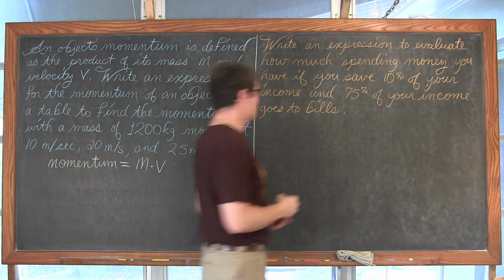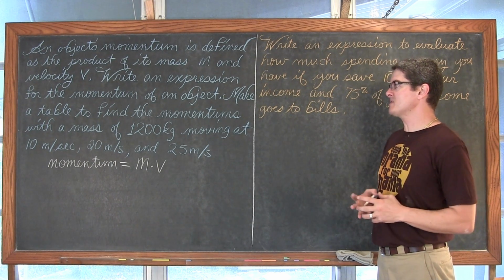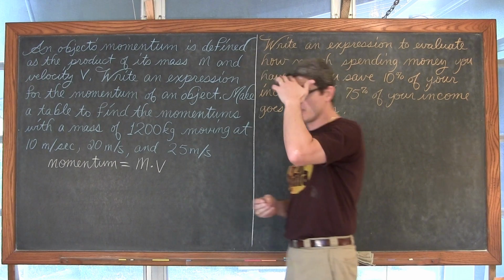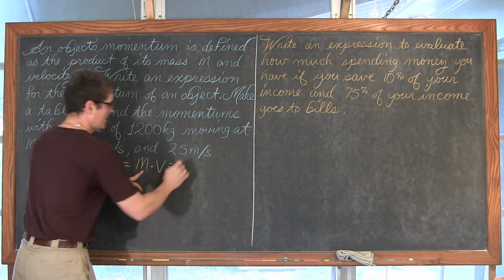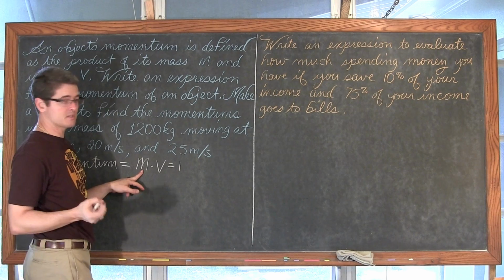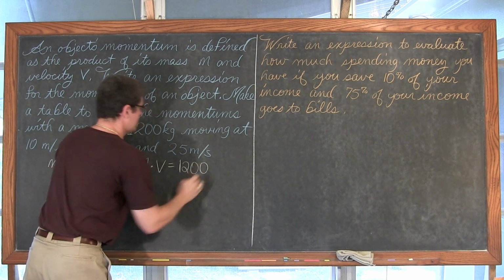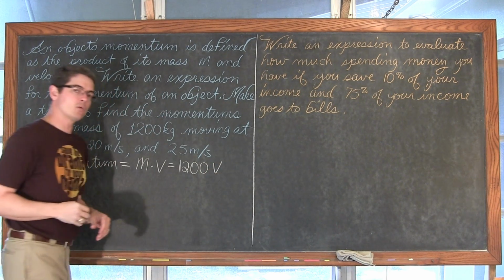Make a table to find the momentums of something with a mass of 1,200 kilograms. Okay, so the mass is set, that's going to stay the same, a constant quantity for this particular problem, of 1,200 kilograms moving at, and now the velocity is going to change.